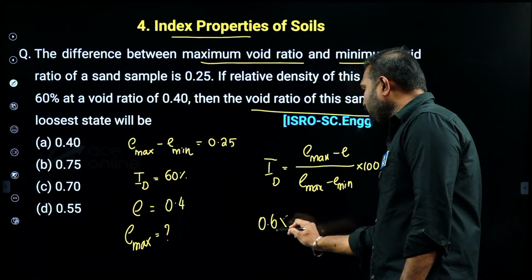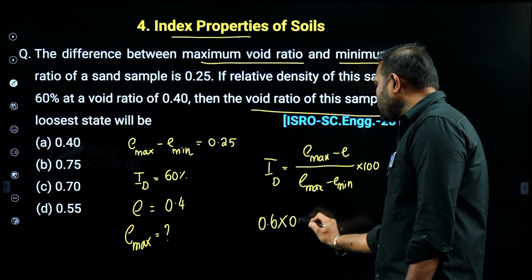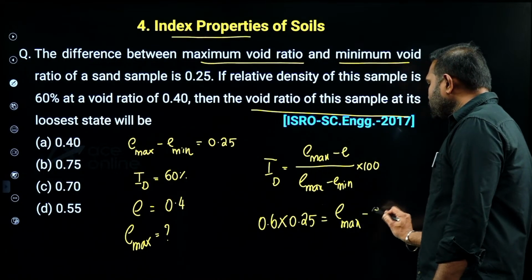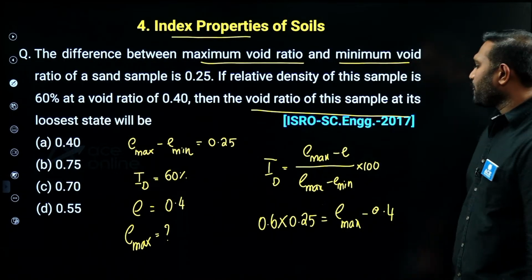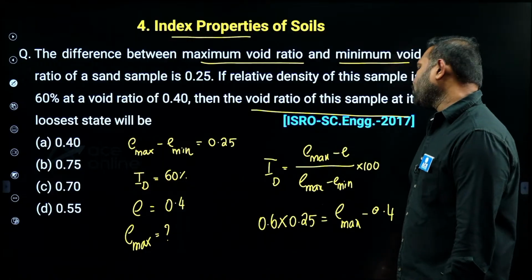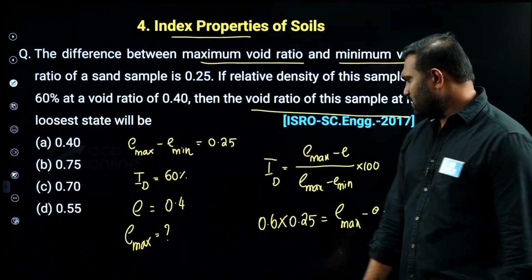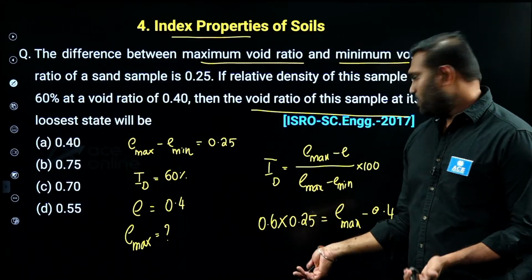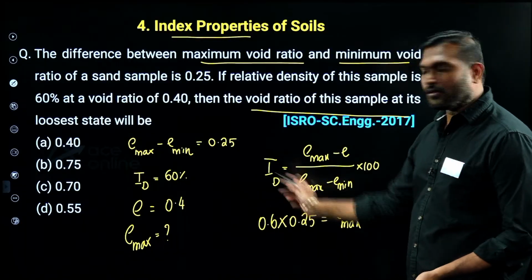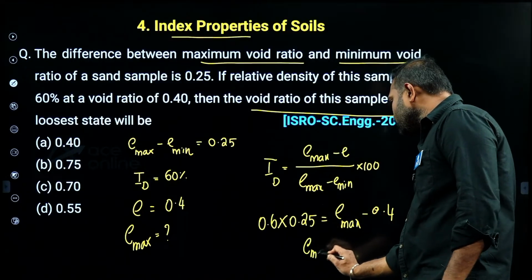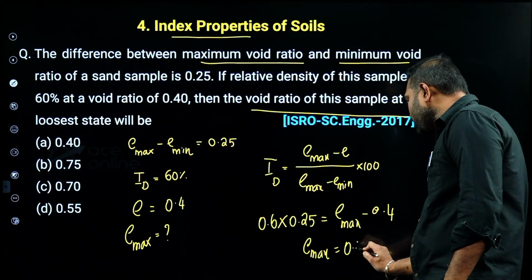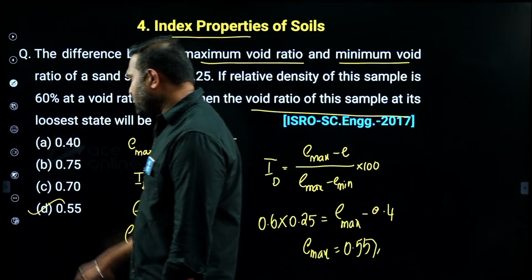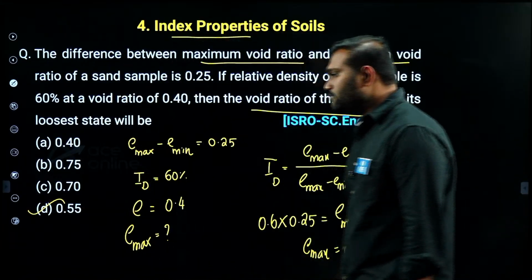So 0.6 is ID, e max minus e minimum is 0.25, and that is equal to e max minus e, where e is 0.4. So 0.6 into 0.25, and 0.25 is nothing but 1 by 4, right? 0.6 by 4 is going to be 0.15. 0.15 and 0.4, if you go to the other side, then e max is going to be 0.55. So the correct answer is option D, 0.55.